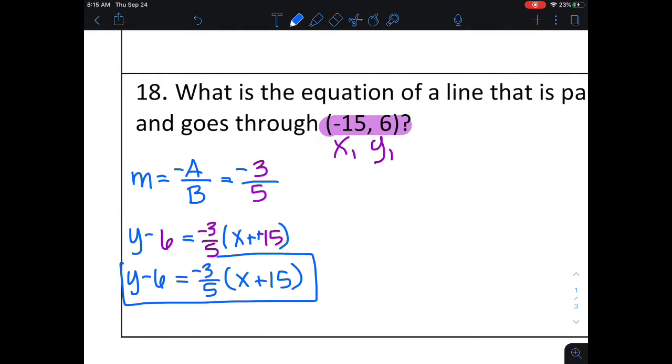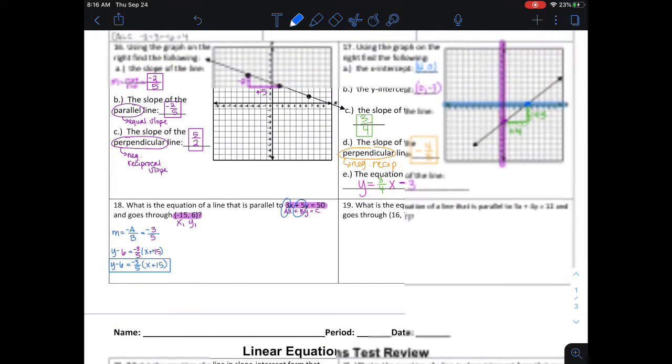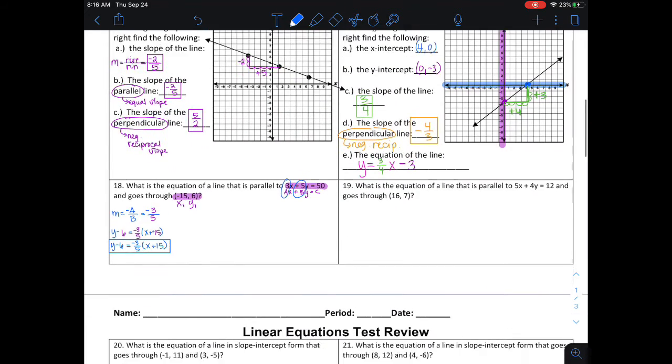Okay, but Ms., why do we do all that extra work on the worksheet? Because it told us that we need to change it to slope-intercept form. Does this question tell you that you need to change it to slope-intercept form? It just says what is the equation. It doesn't tell us what type of equation, so if you don't have to do extra work, then don't. Number 19, same thing. Moving on.